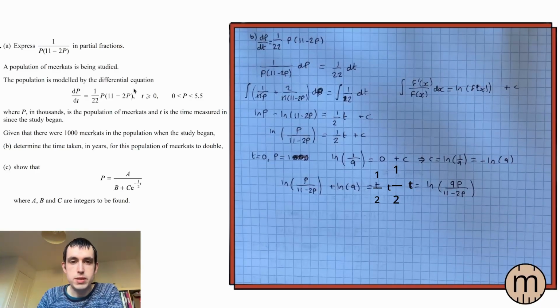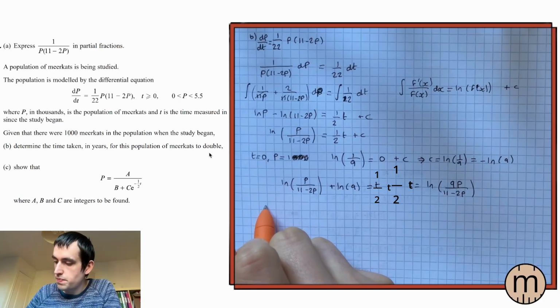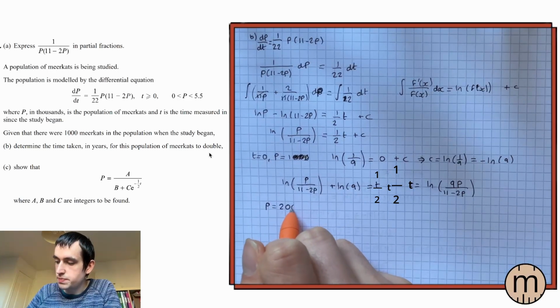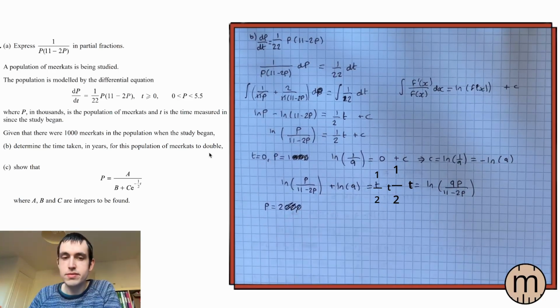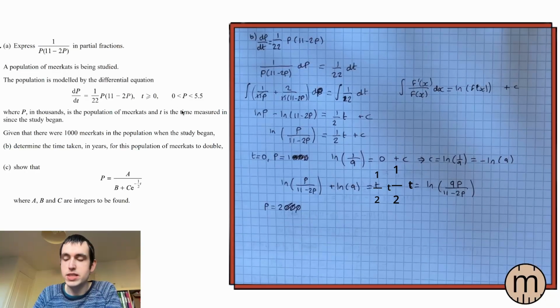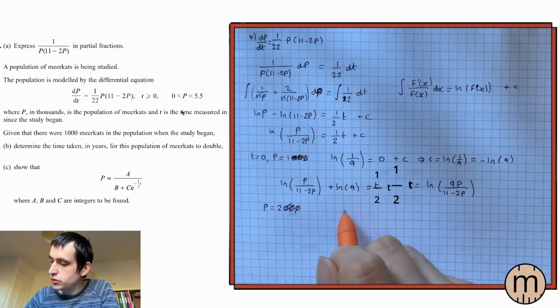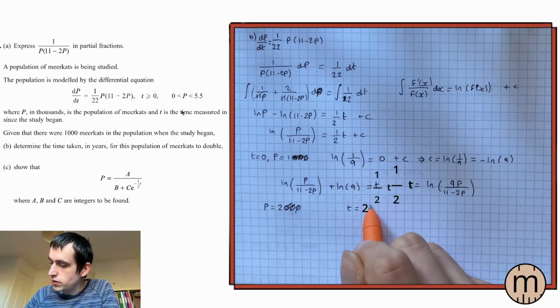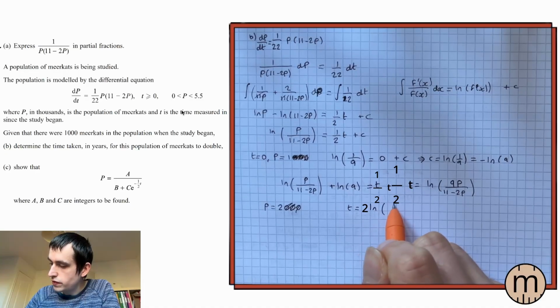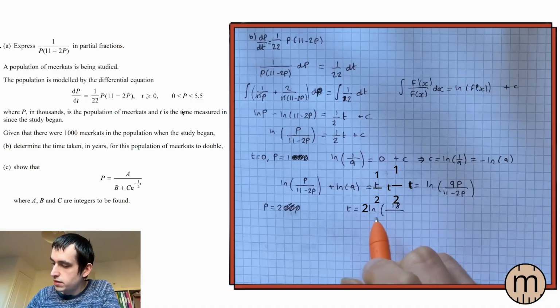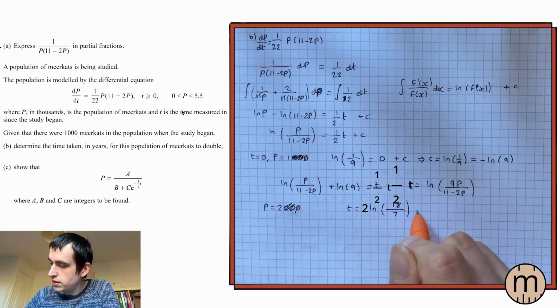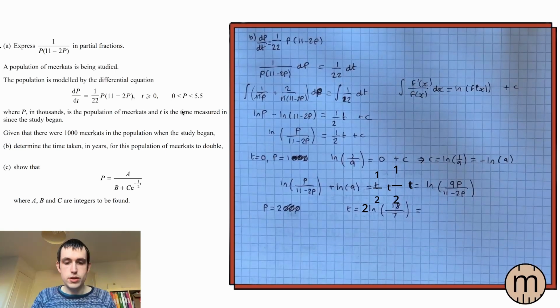And now we're in a pretty good position. Determine the time taken for the population of meerkats to double. Well, if it's doubled from 1,000, it's now 2,000. So p is equal to 2,000, right? Still wrong. It's only 2. Again, we've got the conditions here. If p is equal to 2, then t is equal to natural logarithm of 18 over 11 minus 4, so 7. One I can't do in my head.